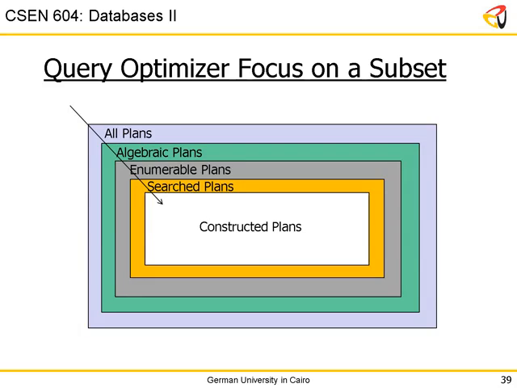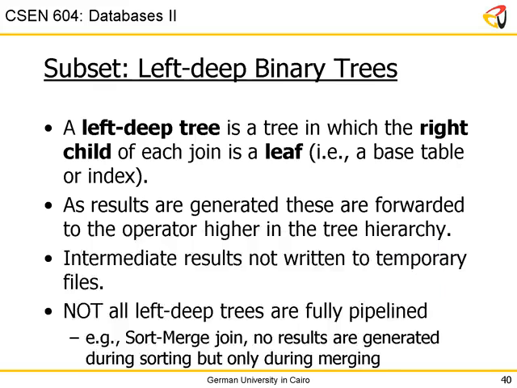So this is what I'm trying to highlight: we're not interested in all plans. We're only interested in relational algebra plans, and not all of them, because if you think of all relational algebra plans, you're talking about non-binary trees. We're only thinking about binary trees, and not all binary trees. As you will see, we're evaluating skewed, or left deep, binary trees. So what's the story of left deep binary trees?